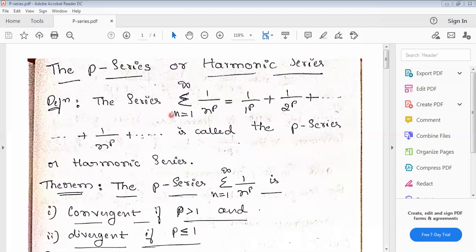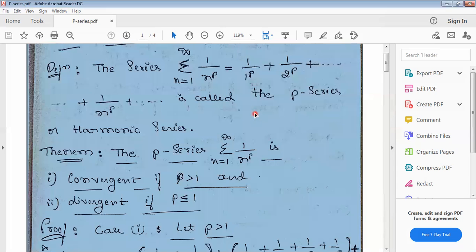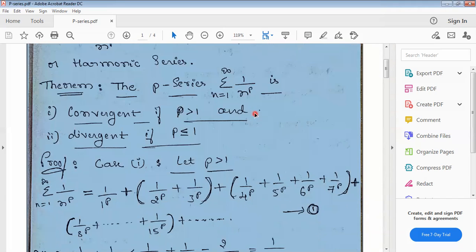The series sigma 1 by n power p, n runs from 1 to infinity, which is equal to 1 by 1 power p plus 1 by 2 power p plus etc. plus 1 by n power p plus so on, is called the P series or harmonic series. The series of this form is called P series or harmonic series. Let us see how the P series behaves.